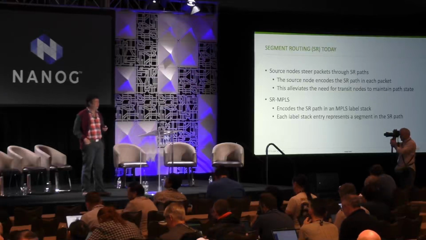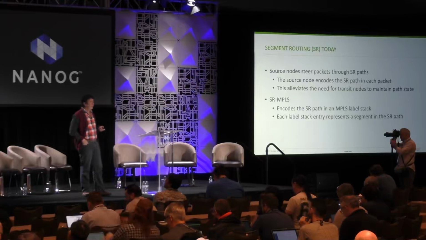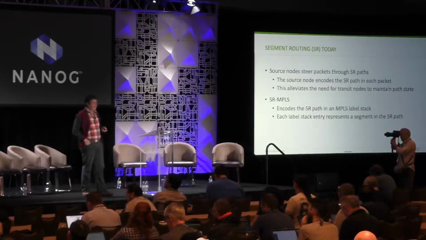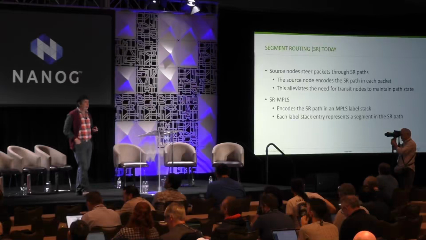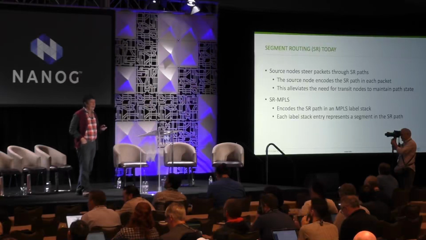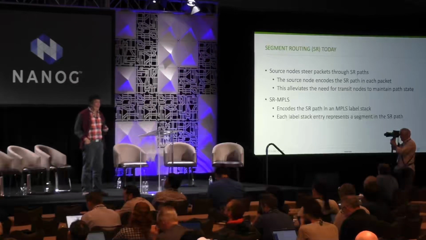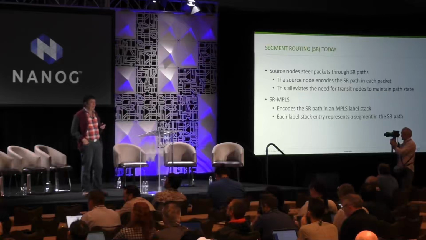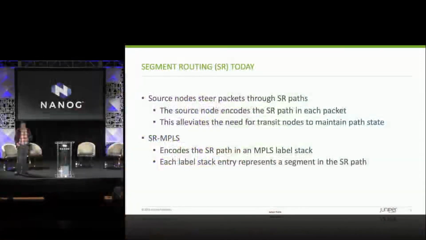And in segment routing, you won't hear people talk about LSPs. There is no label switching. There are SR paths. A source node encodes an SR path in each packet, and this alleviates the need for transit nodes to maintain path state. That's the big difference between segment routing and RSVP-TE signaled MPLS. In segment routing, the source node encodes the SR path in each packet, and there's no need to signal a path from end to end. Today, we have SR-MPLS, fairly mature and being deployed.